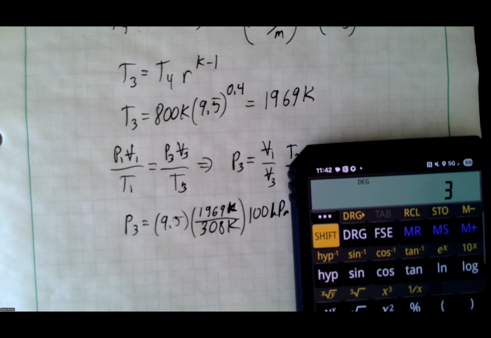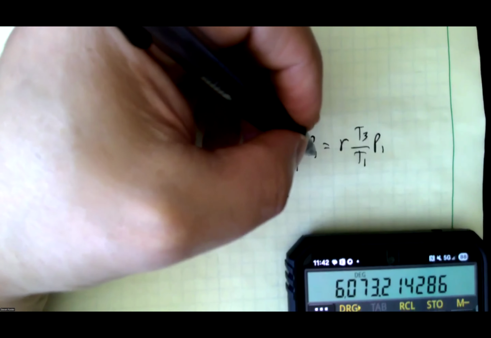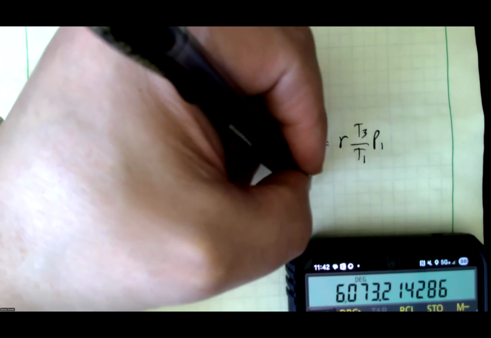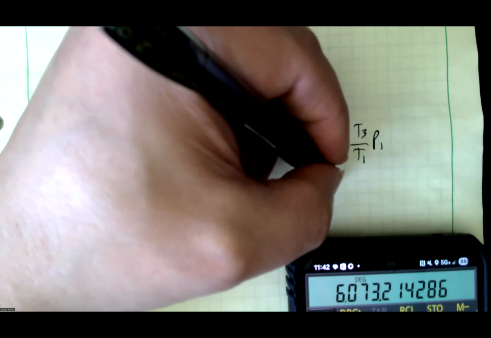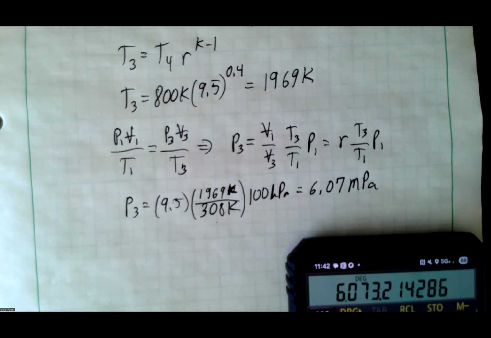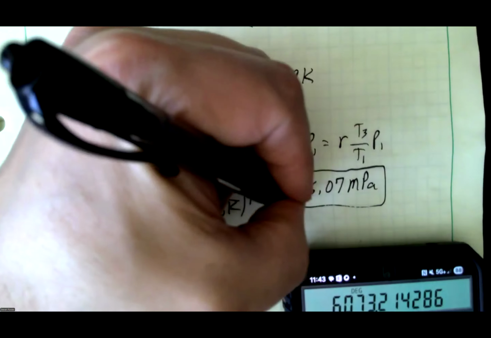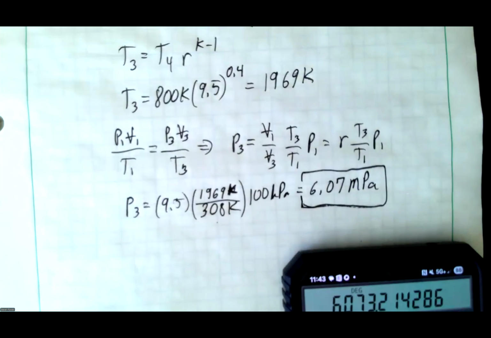1969 divided by 308, that's going to be roughly 6. Yeah, 6.4 multiplied by 9.5. So it's going to be like 60. And then times 100. So be about 6 megapascals. 6,000 kilopascals are about 6.07 megapascal. That'd be P3. We know this is P max. We absolutely know this is an answer for P max.